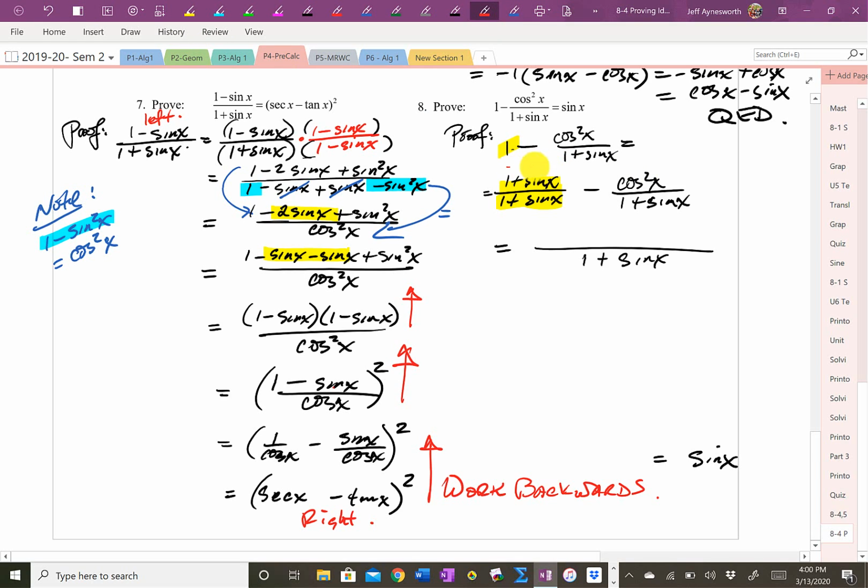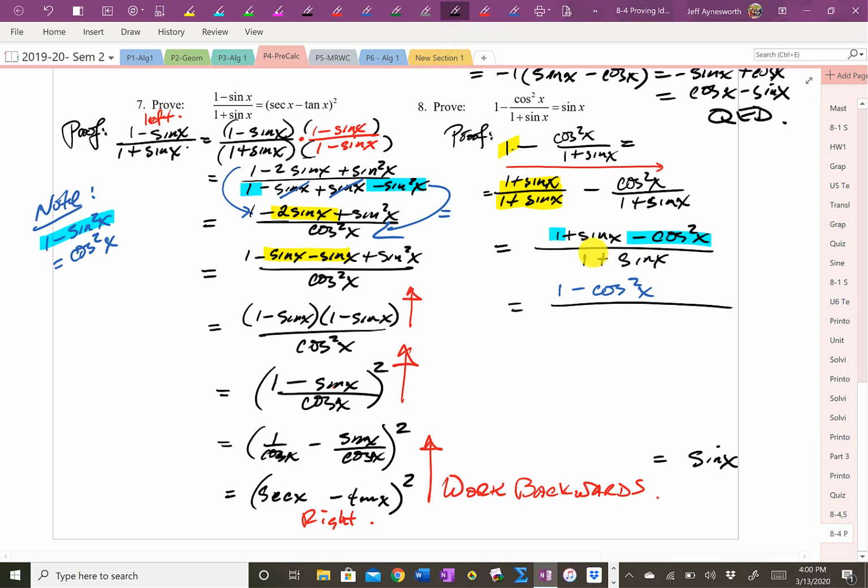Left to right, I've got 1 plus sine x minus cosine squared x, so I'm just going to write that: 1 plus sine x minus cosine squared x. And then what is this equal to? Well, we have to rewrite something here. I'm going to switch the order and group up these terms, 1 and minus cosine squared x, because that is an identity. So 1 minus cosine squared x, and then I've got this plus sine x hanging around, and then the denominator 1 plus sine x.